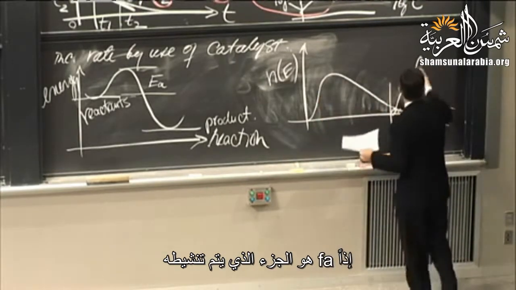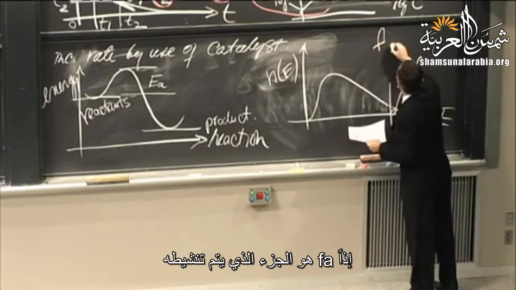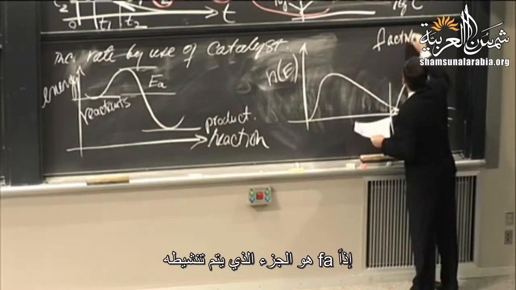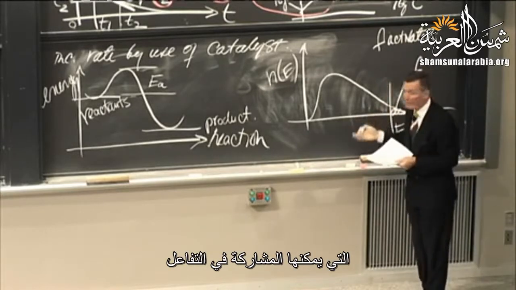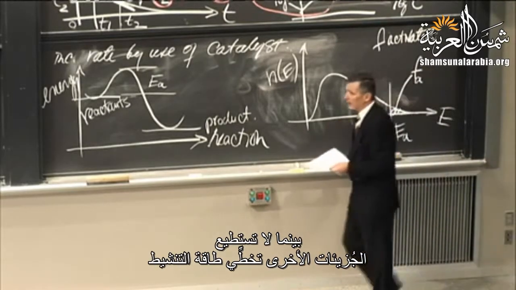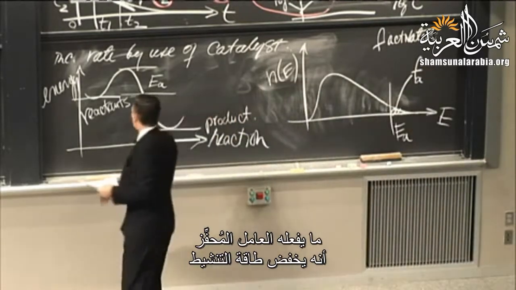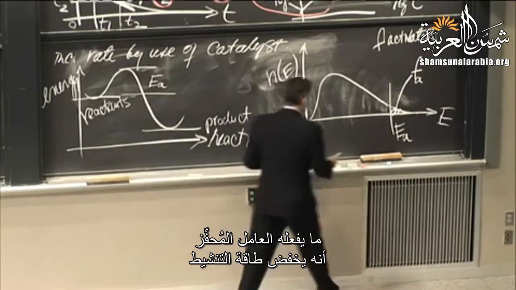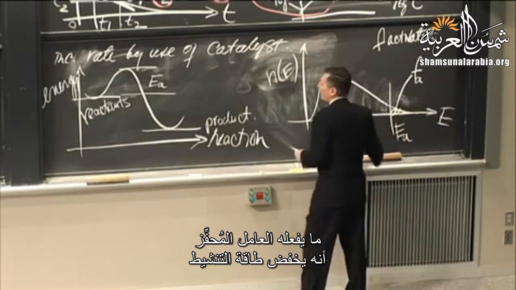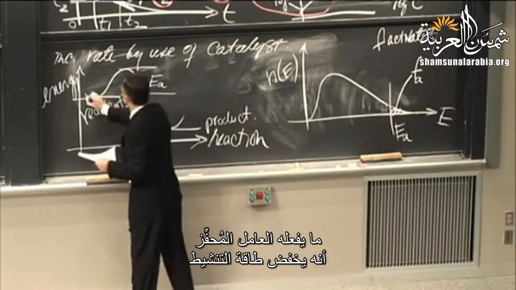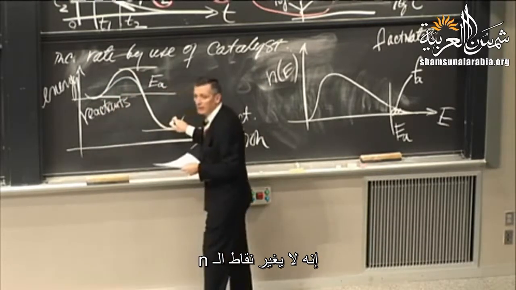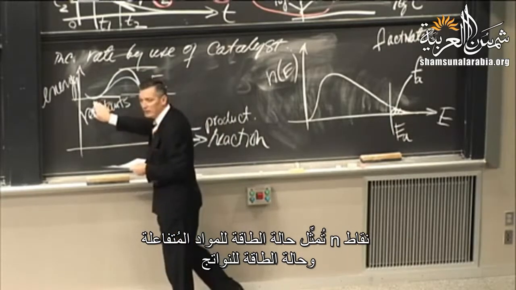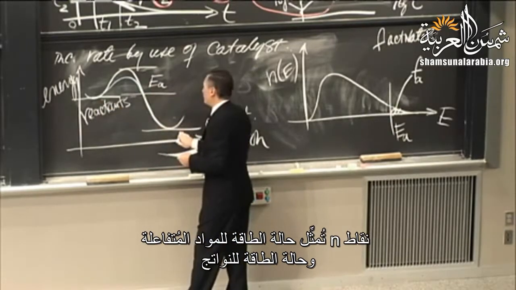So FA, if you call it F, is the fraction activated. All right? And those are the only ones that can participate in the reaction. These other ones can't surmount the activation barrier. Now, what the catalyst does is it lowers the activation barrier. It doesn't change the endpoints. The endpoints represent the energy state of the reactants and the energy state of the products.